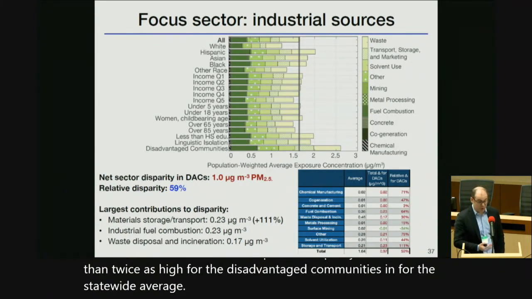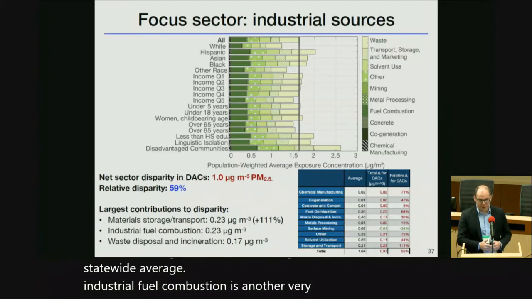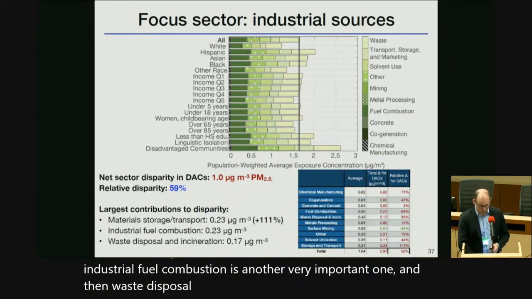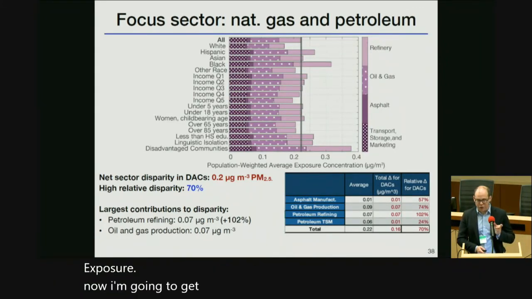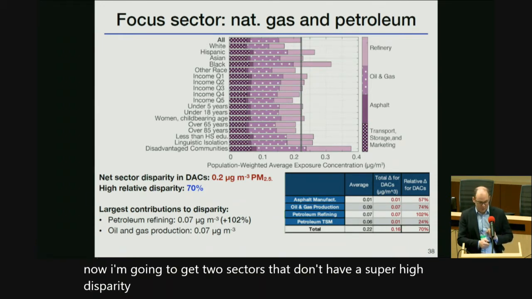Industrial fuel combustion is another very important one. And then waste disposal and incineration is also a big source of exposure. Now we're going to look at two sectors that don't have a super high disparity in aggregate terms, in absolute terms, for the disadvantaged communities.